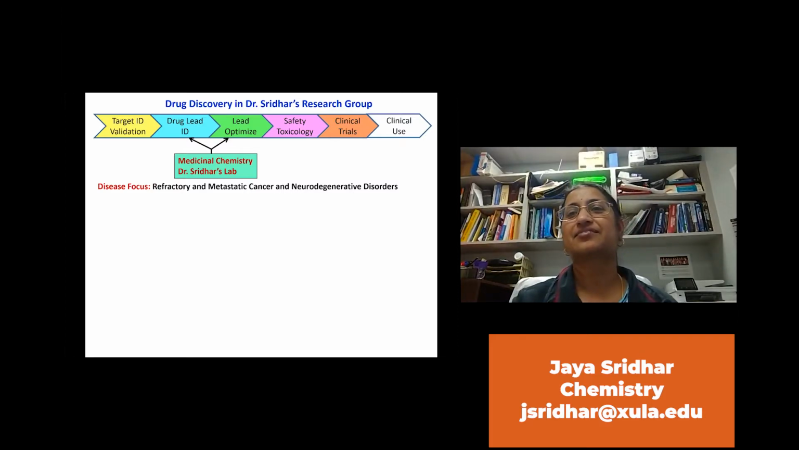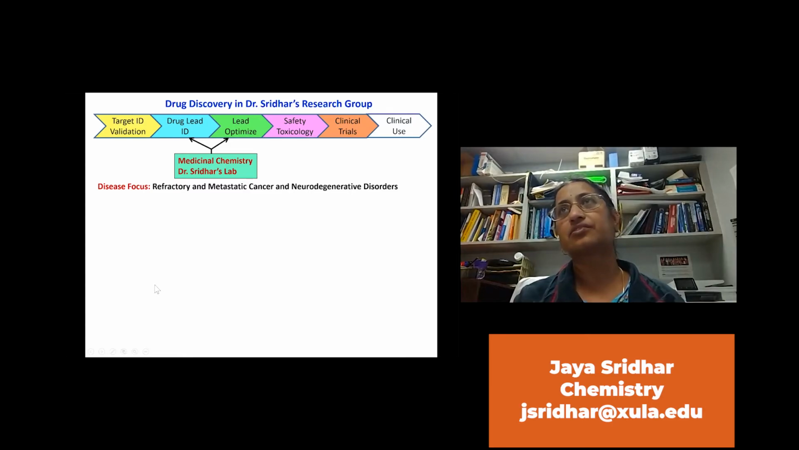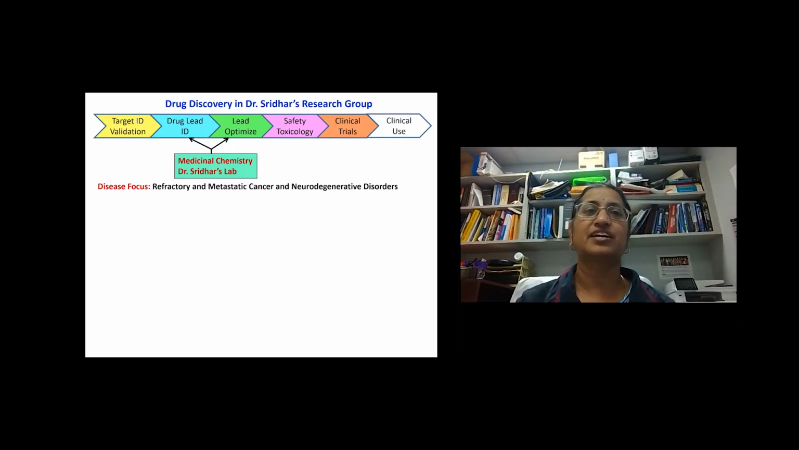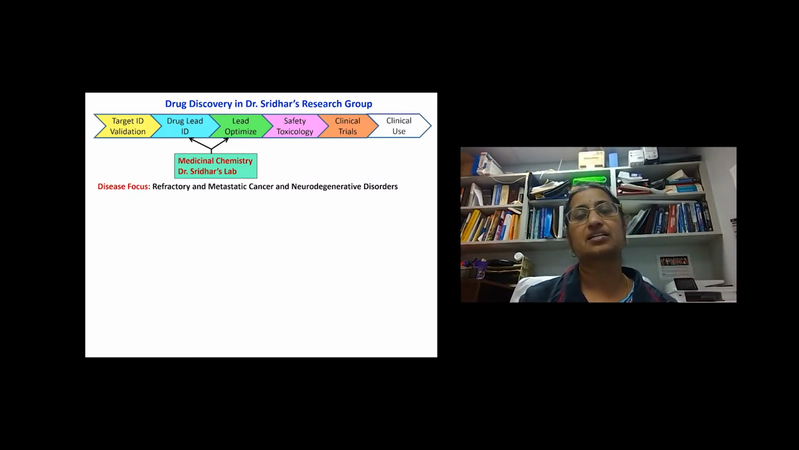Let me start with the type of work that is being done in my lab. What we do here is drug discovery, so it's a part of medicinal chemistry. So it's an interdisciplinary field where it's an interface of chemistry as well as biology. And what I specifically focus on in my lab is the chemistry part and the computational chemistry and the organic chemistry part.